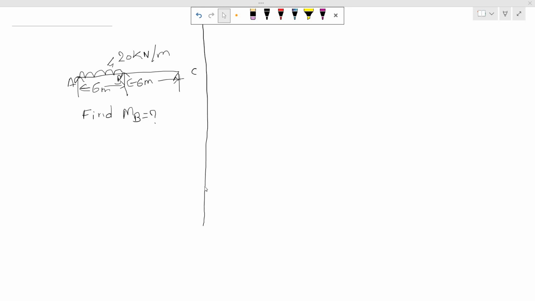So we have a question here, which is a continuous beam ABC having a span with UDL. AB span is loaded with UDL 20 kN per meter load, and we need to find moment at B. So for this type of question, in case of continuous beam, we can use a theorem which is Clapeyron theorem.